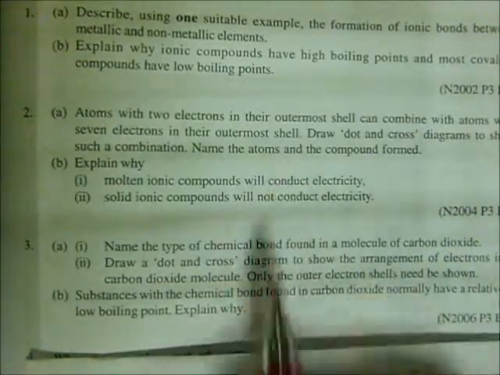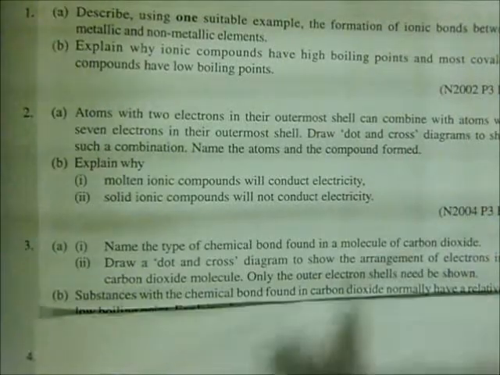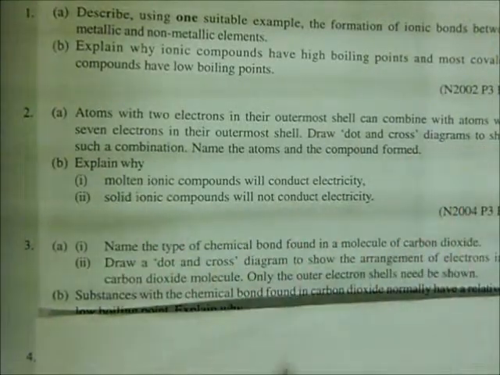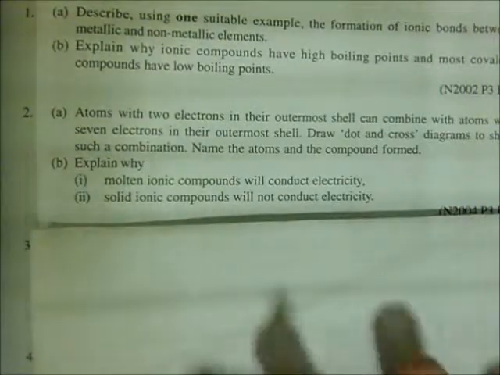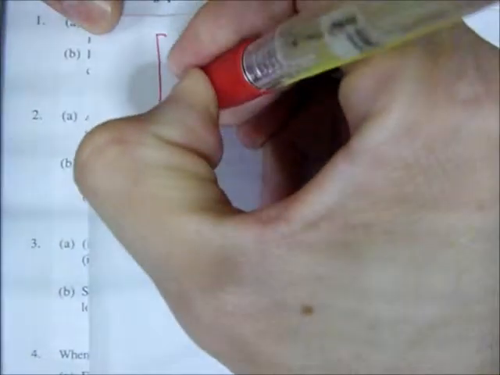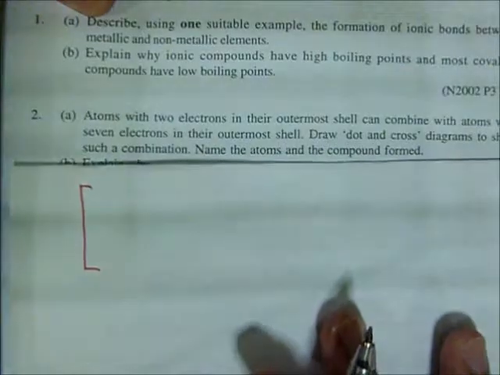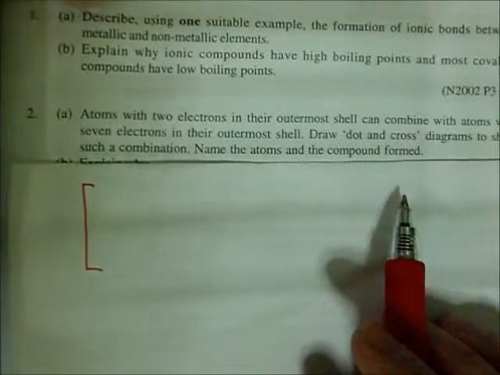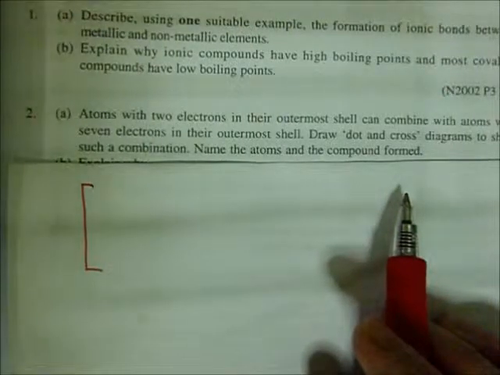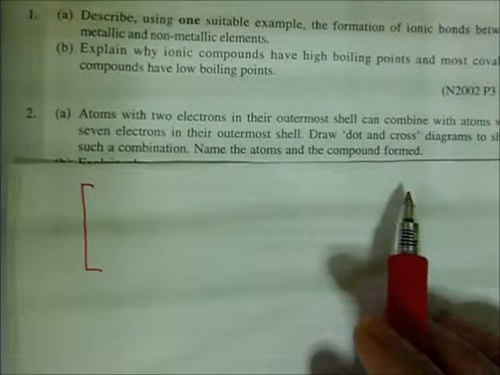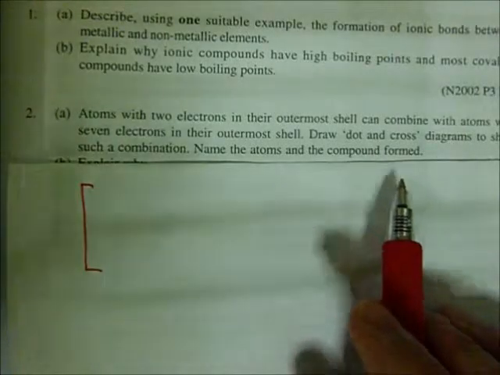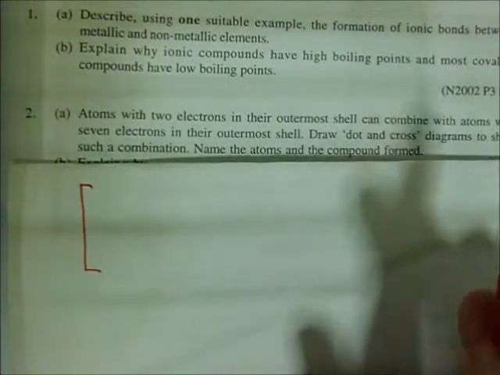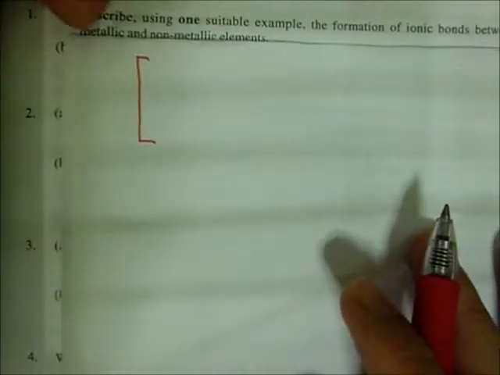Now you have to name the atoms and the compounds formed. Draw a dot and cross diagram to show such a combination. So you have to draw magnesium fluoride. Okay, so just draw the dot and cross diagram. Now the question doesn't say whether you have to draw only the outermost shell, only the valence electrons, or all the electrons. There is no mention in the question that you need to draw only the valence electrons, so you have to draw everything.